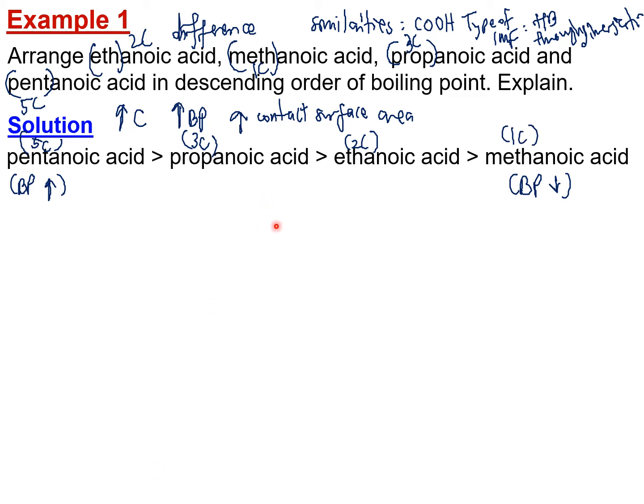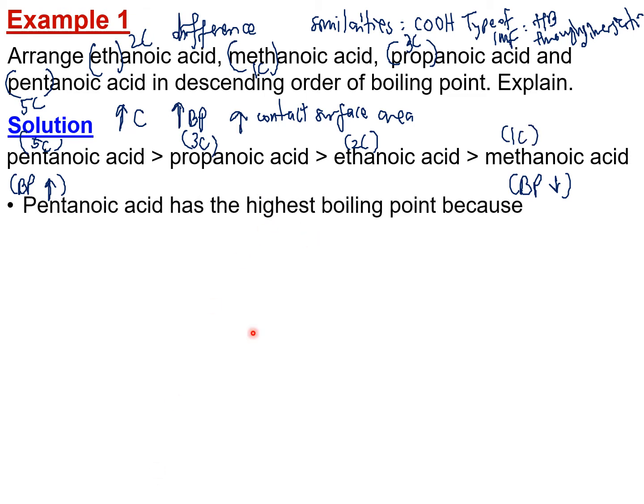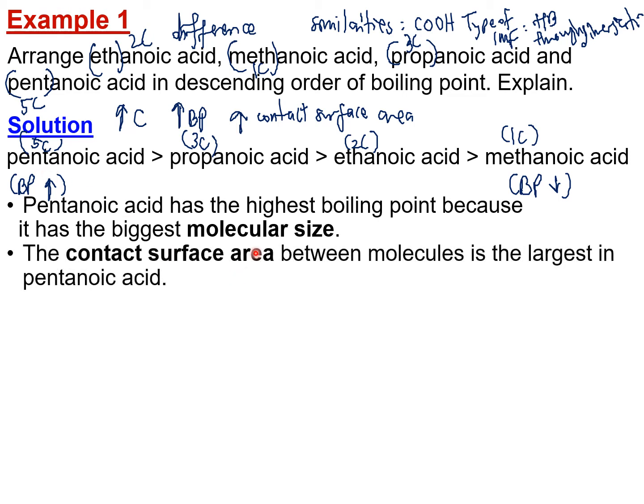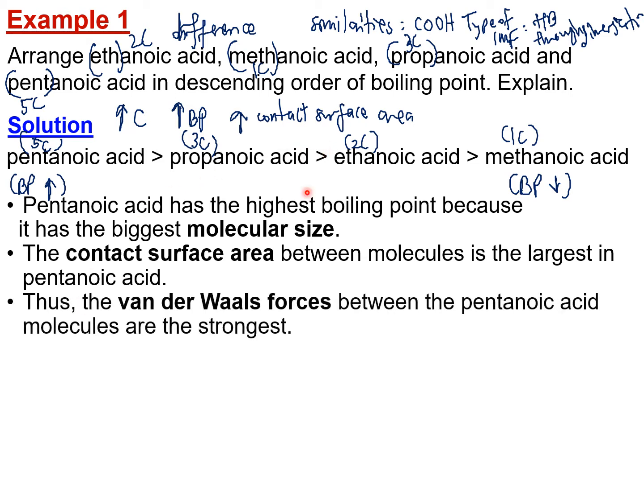Okay, so how do you explain this? So you can say that pentanoic acid has the highest boiling point because it has the biggest molecular size. Okay, dia punya size dia besar sebab dia ada banyak carbon atoms. Therefore, dia punya contact surface area pun yang paling besar. Thus, the van der Waals forces between the pentanoic acid molecules are the strongest.